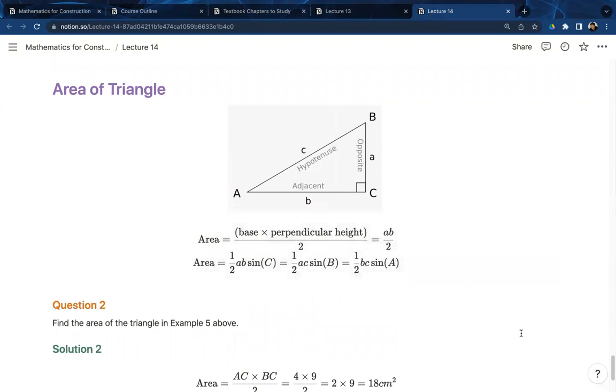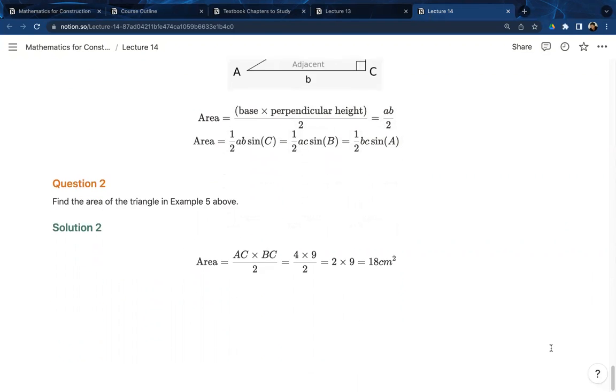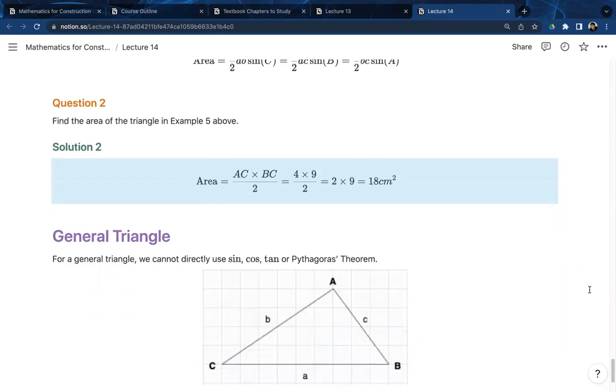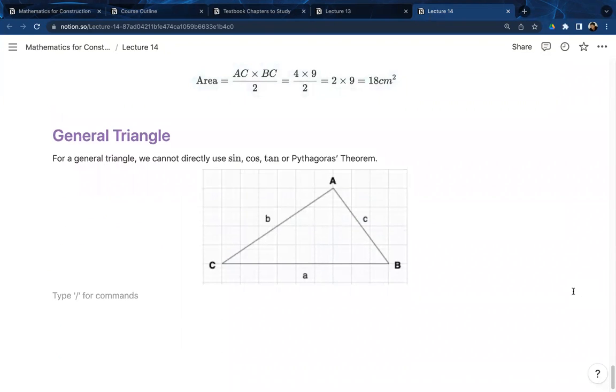The complicated formulas are very useful when we have a general triangle, and that's where things start to get interesting. What's this general triangle I'm talking about? For a general triangle, you're not sure what the angles are. I have no right angle inside here. You might look at A and think it looks like a right angle, but you can't be sure of that, right? That's what a general triangle is.